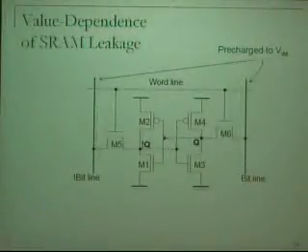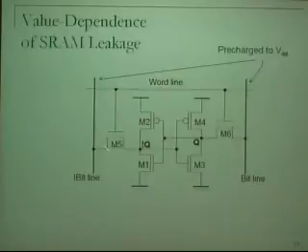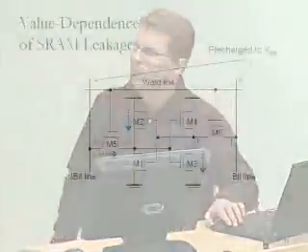This is a single SRAM cell. This is actually two cross-coupled NOT gates. This is one NOT. This is the other one. And these are two transistors for accessing this SRAM cell. This is a standard 6-transistor SRAM cell.